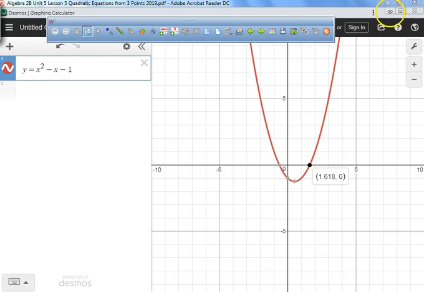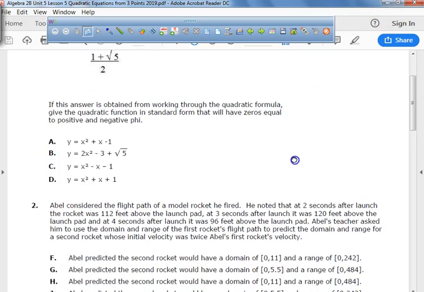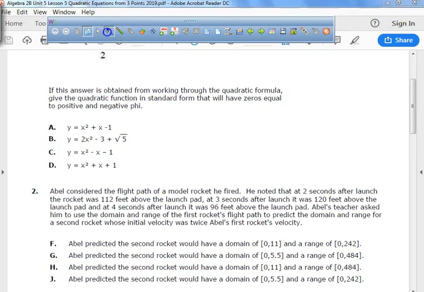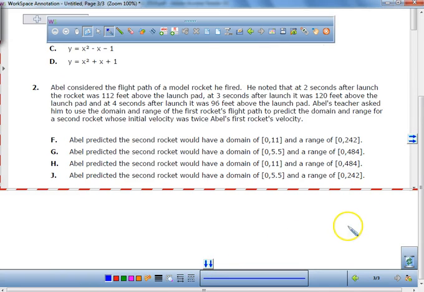Alright, now what I want you guys to do is we're going to get our journals out, okay? And we're going to go through problem number 3 all together. This is going to be crazy, because we're going to take 3 ordered pairs, and we're going to find the quadratic function that goes through those 3 ordered pairs. Okay, so here's what I want you guys to do.